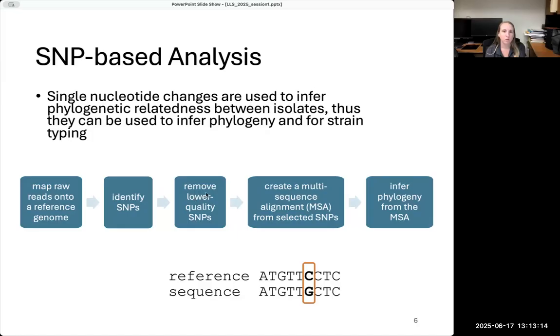And then some programs will go through and remove lower quality SNPs because, like I said, we're mapping them. I'll show you a picture in the next slide. And the sequencers aren't perfect, so the program may have some kind of quality threshold to be able to call it a SNP or not. And then from that, we can create a multi-sequence alignment. So basically, instead of having all of the sequences, we just take out the SNP positions. And then we can use that to infer the phylogeny.